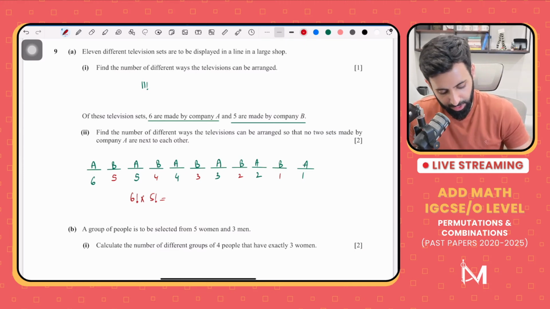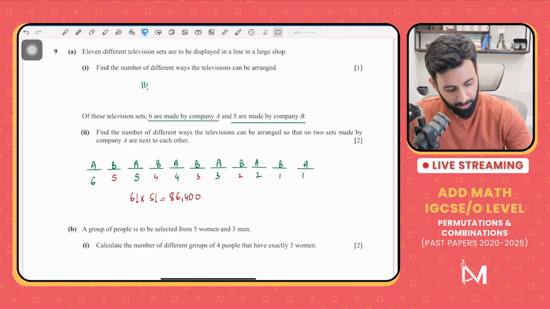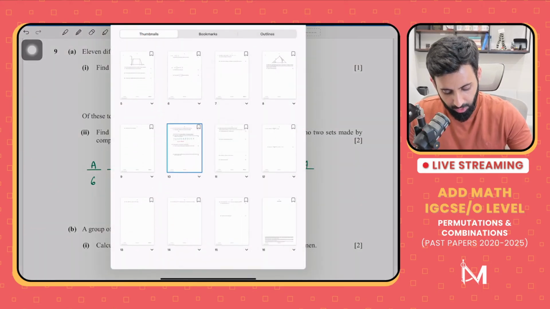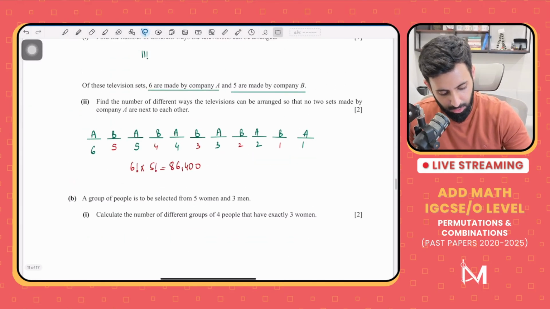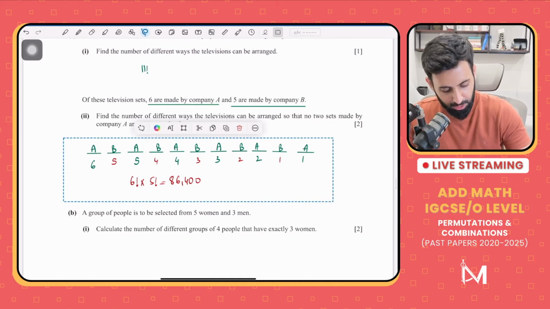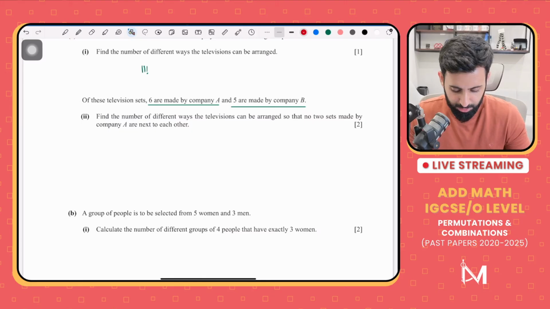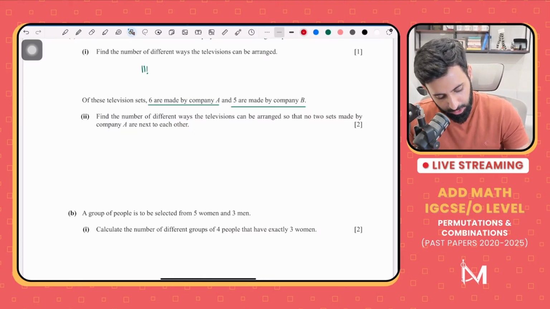Let me give you an alternative way also. So this is 86,400. So an alternative way is as follows. Pay attention. See, who is it that can't be together? A can't be together, right? So the television sets made by company B don't really have a problem with each other. They can be together. So here's what we're going to do: 1, 2, 3, 4, 5.